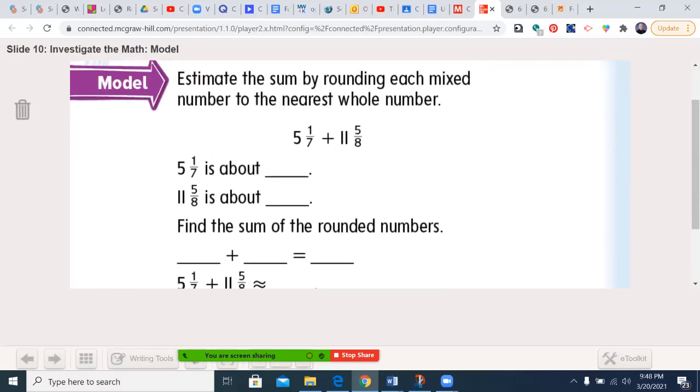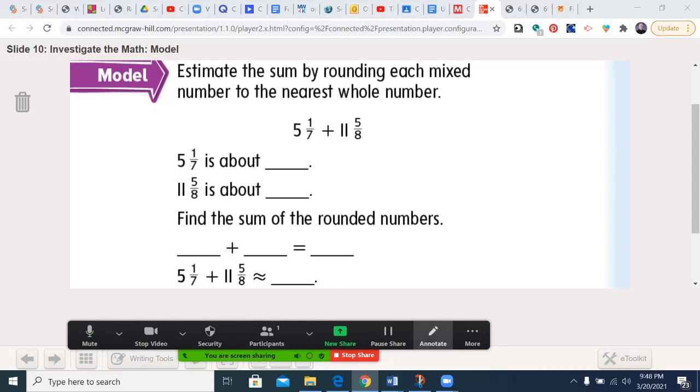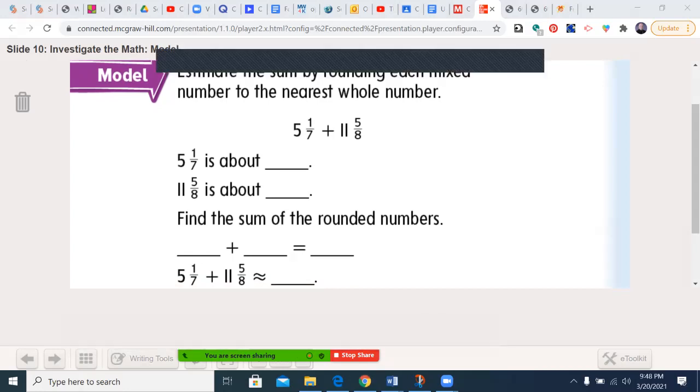So we have a problem here. Estimate the sum by rounding each mixed number to the nearest whole number. So I'm going to go 5 1/7 plus 11 5/8. And now to do this, because we're just rounding, I don't need to worry about a common denominator. And I know that if I'm rounding with 5 1/7, it's either going to be 5 or it's going to be 6.